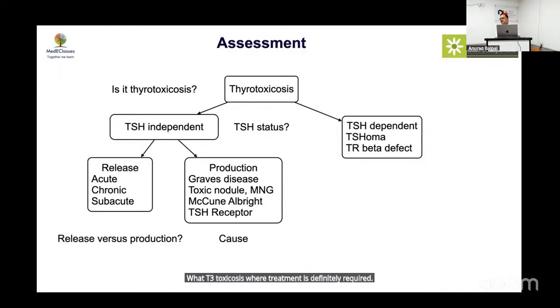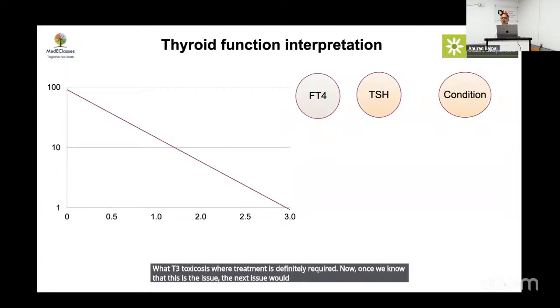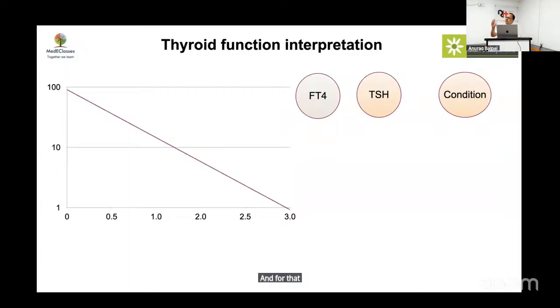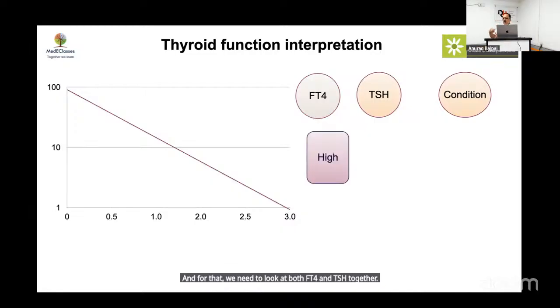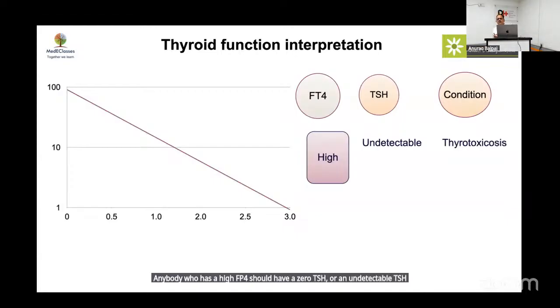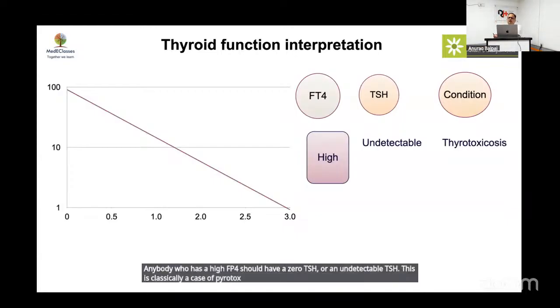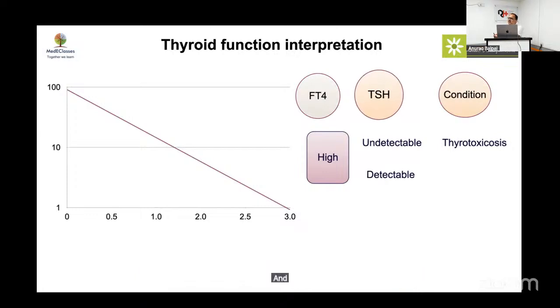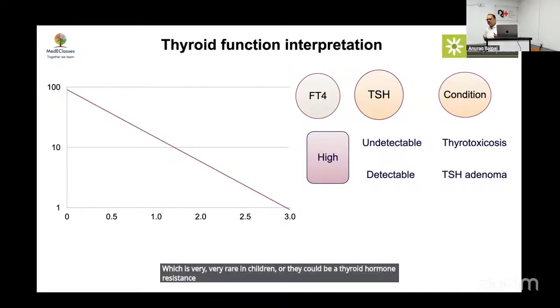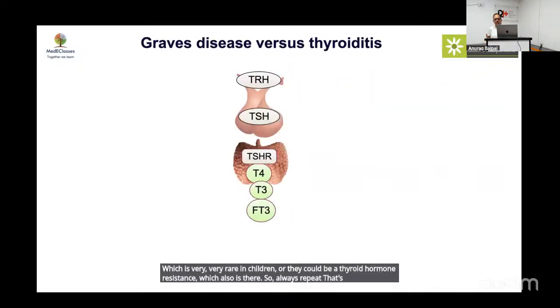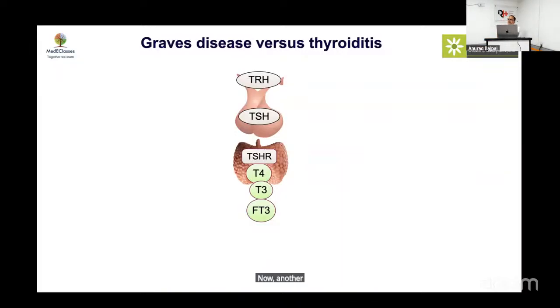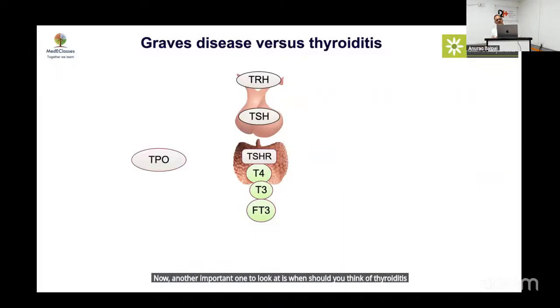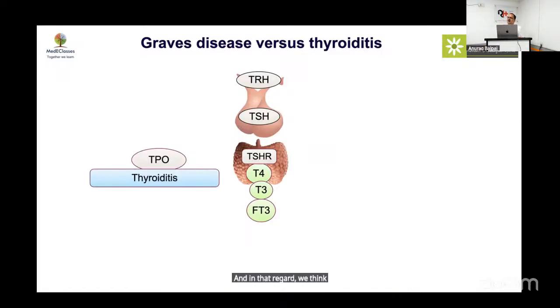Now, once we know that this is thyrotoxicosis, the next issue is what the underlying cause is. For that, we need to look at both FT4 and TSH together. Anybody who has a high FT4 should have a zero or undetectable TSH. This is classically a case of thyrotoxicosis. If FT4 is high and TSH is detectable, that means there is either a TSH receptor adenoma, which is very rare in children, or a thyroid hormone resistance, which also is rare. So always repeat the test in that scenario. Another important thing to look at is when you should think of thyroiditis versus Graves' disease. In that regard, the thing you can look at is antibodies.